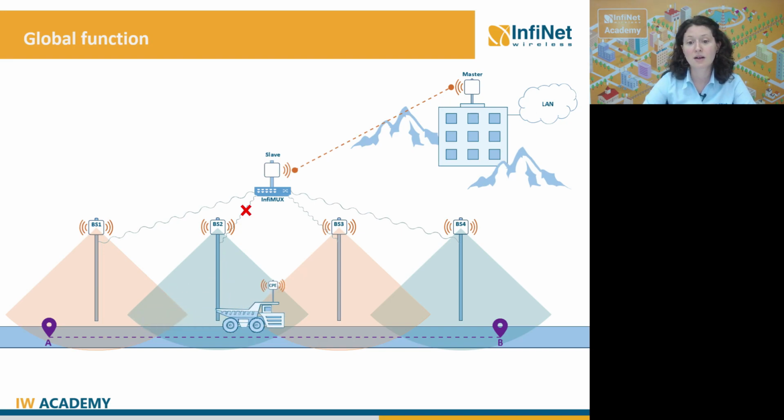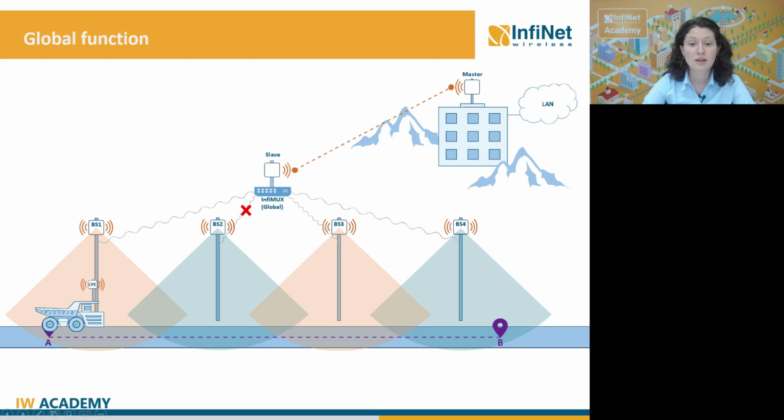Next, it enters the coverage area of base station 3 and establishes the radio link with it. We can see that even if no data is transferred to the control center between base station 2 and the Infimax, a radio link is still established with base station 2 and data gets lost.